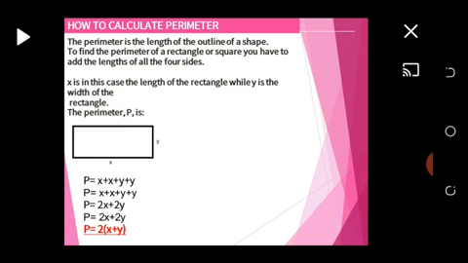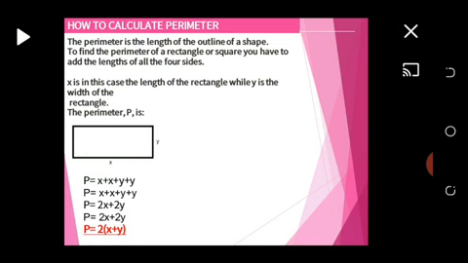The parameter P is x plus... in a rectangle opposite sides are equal, so x down, x up, then y by the left and y by the right. So you have x plus x, the x below and the x up, and the y by the left and y by the sides. When you put them together, P, which is parameter, will equal x plus x plus y plus y. Now, you collect them. We have 2x and 2y.